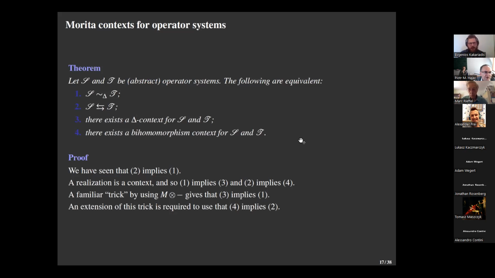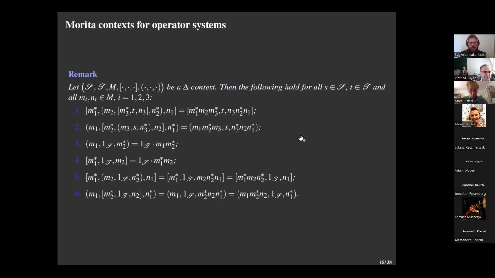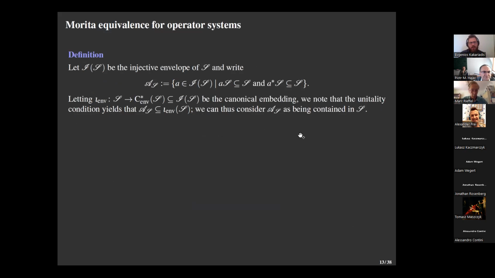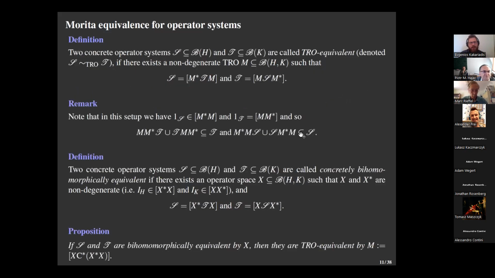I can go back actually. So this thing with the arrows would mean that S and T have, say, phi and psi, complete order embeddings, so that phi(S) is X star psi(T) X, and psi(T) is X phi(S) X star. So you can realize this relation in some concrete environment. That's what it means.